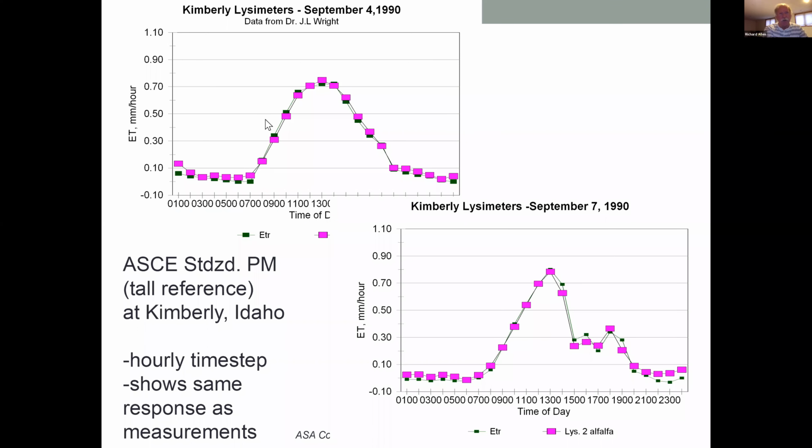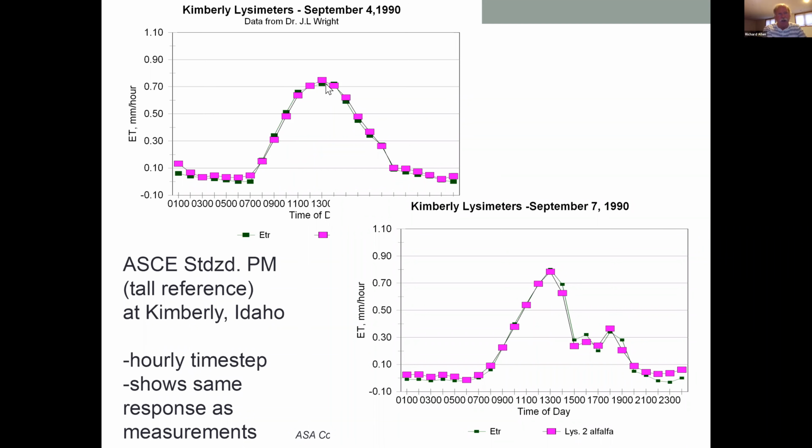I want to show you just a couple time series here. This is hourly measurements by the lysimeter for 2 days, just showing through the course of the day. The dark blue is the calculated value, and the purple is the lysimeter measured value from that same lysimeter we just looked at by Dr. Jim Wright, who was with the ARS in Kimberly for a number of years.